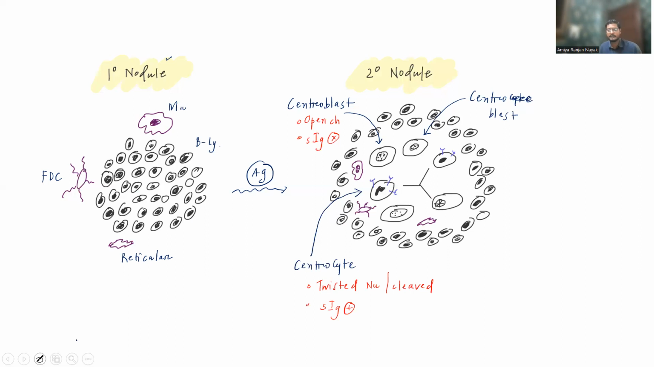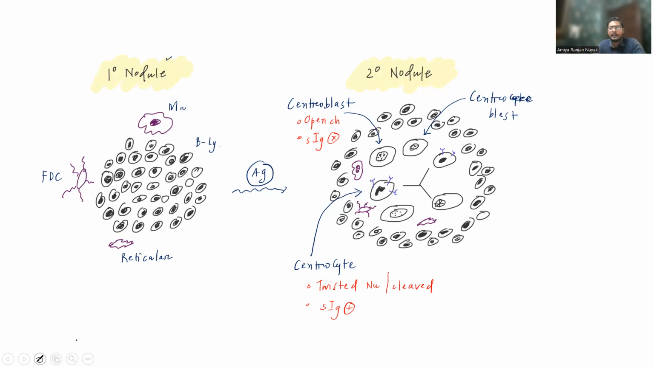Now these centrocytes will be exposed to the follicular dendritic cells. Whenever there is secondary follicle formation inside the germinal center, along with activated B lymphocytes, you will also find the macrophages, follicular dendritic cells, and reticular cells. In the primary follicles, these cells are usually not present inside the follicle; they are only present outside. But whenever they make the secondary follicle, these cells can come into the germinal center. Why are they important in the germinal center? Because once the centrocyte is formed, it has to be exposed to the follicular dendritic cell.